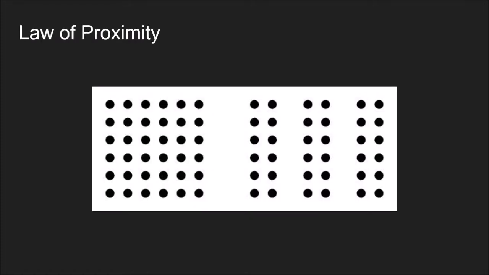Law of proximity. In order to perceive stimuli meaningfully, stimuli which are closer to each other are perceived by us as belonging to one group. Due to this reason, you tend to see the image on your screen, which is a lot of circles, as a cluster or group rather than individual circles.